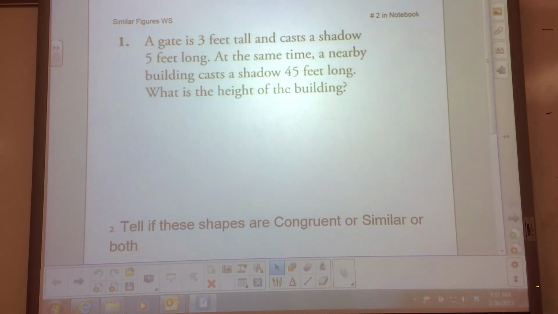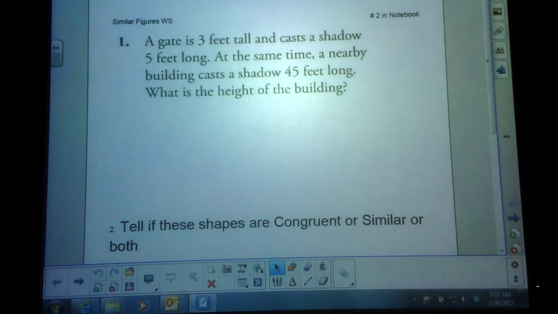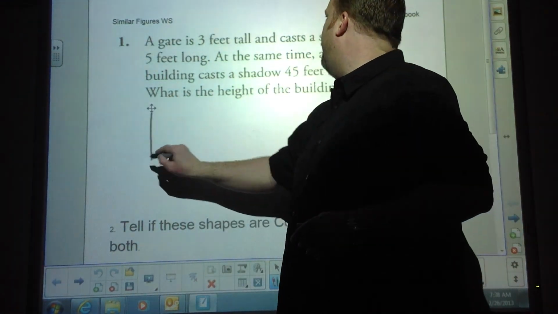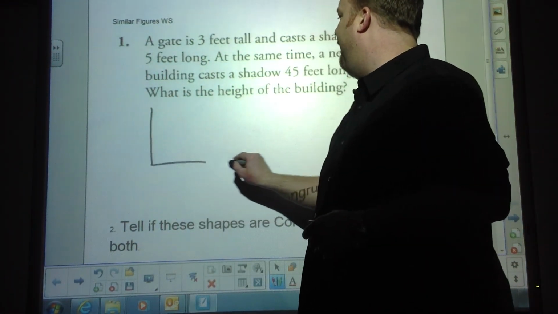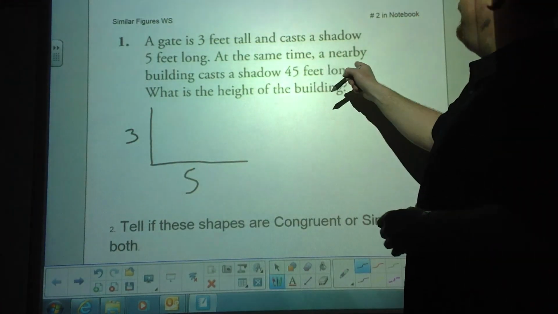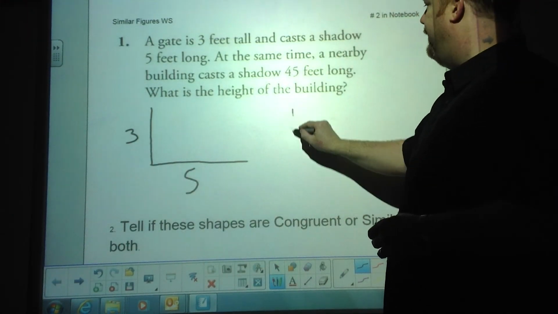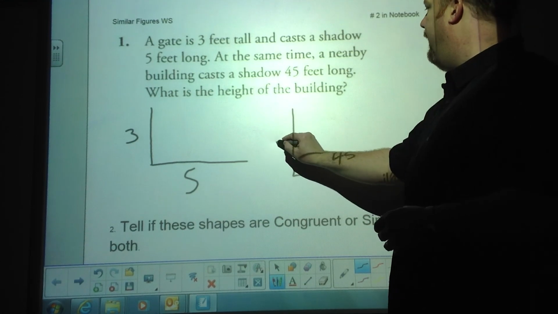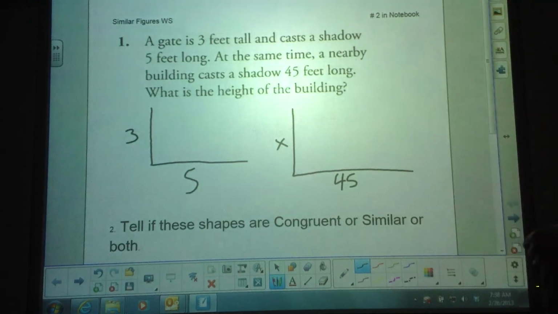And we can do this problem right here the same way when we're talking about a shadow at the same time of day. So we have a gate that's 3 feet tall and it casts a 5-foot shadow. And then we have a building that casts a 45-foot shadow, and we don't know how tall it is. It's asking us to figure out how tall this guy is.